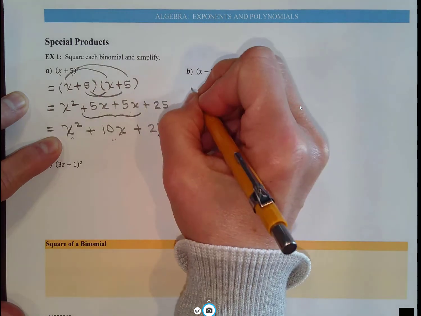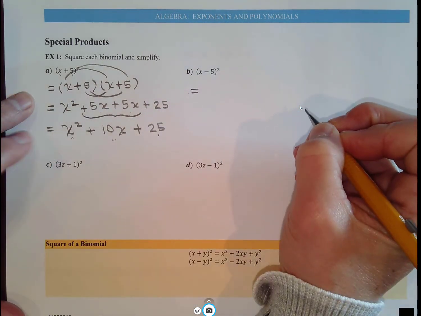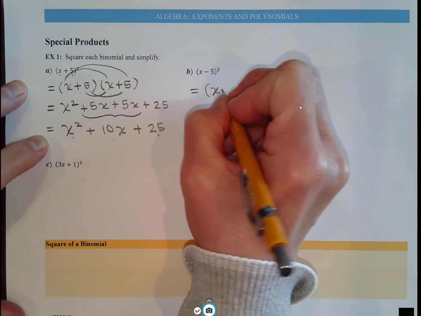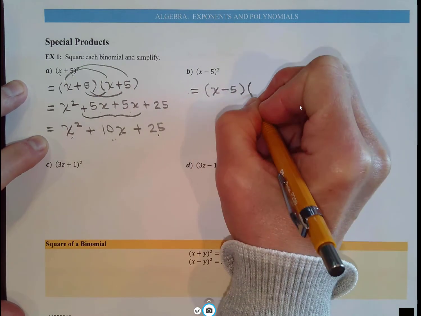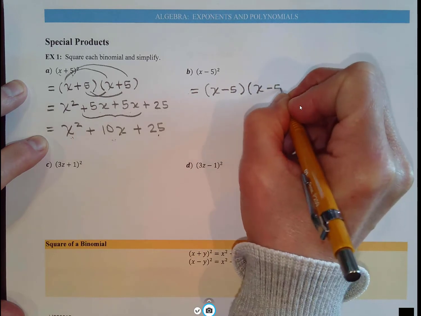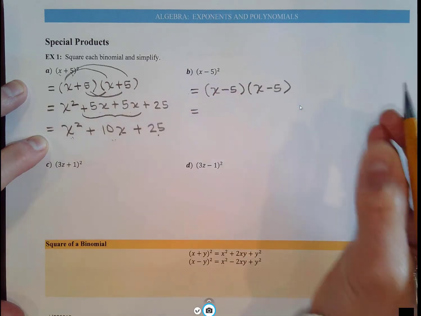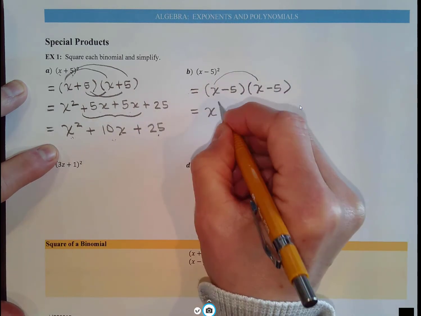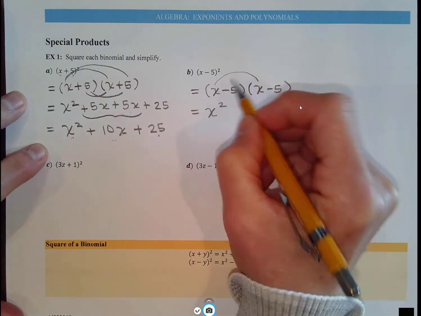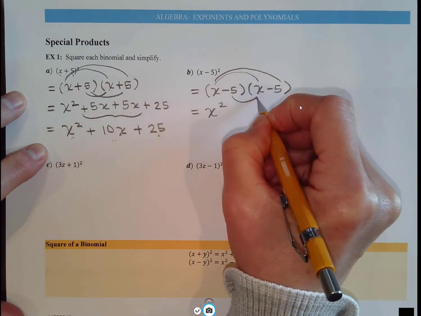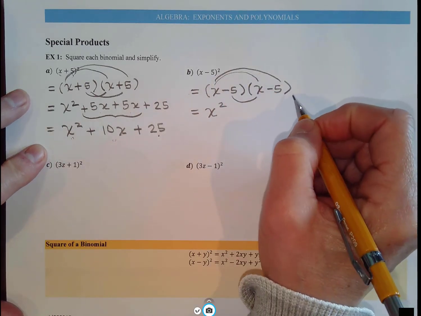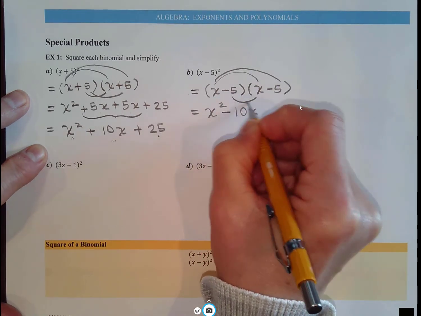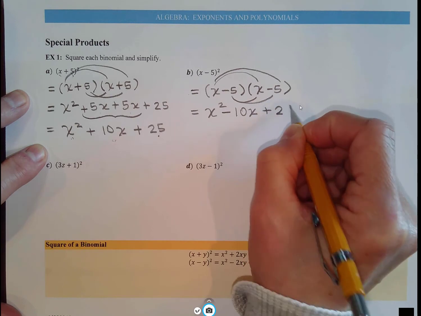Now as we look at part B, x minus 5 times x minus 5, we're going to try to get a little bit faster and more efficient with each one of these that we do. Multiplying, our first term is x squared. Outer product and inner product are both minus 5x. Those combine to minus 10x. And our last product is plus 25.